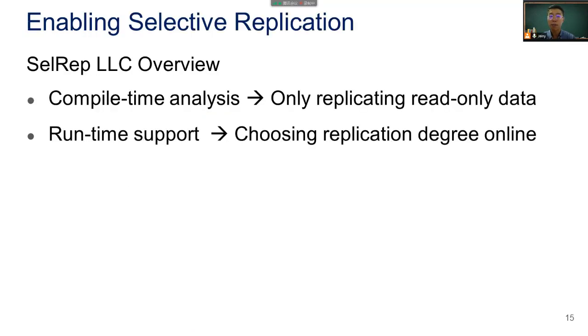Before, I talked about the drawbacks of shared and private LLC and gave an example to show how our Selective LLC solves this problem. Now I'm going to talk about the mechanism of selective replication LLC. Selective LLC contains two parts, the compile time analysis and runtime support. In the compile time analysis, Selective uses a lightweight compiler pass to identify the read-only data structures. In the runtime, Selective uses a bandwidth model to choose the LLC organization with a suitable replication degree to maximize the system data bandwidth. Next, I'm going to show the details of these two parts.